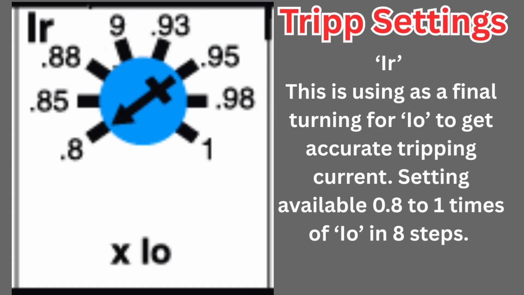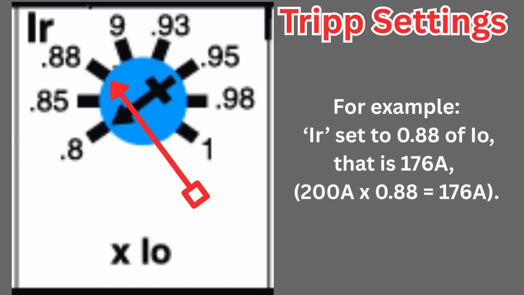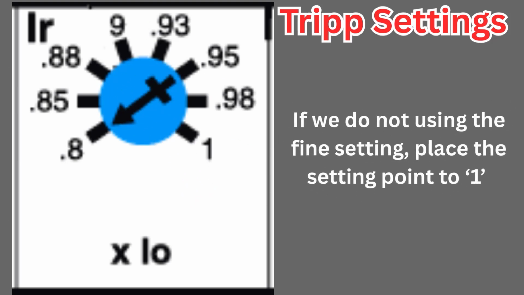IR. This is used as a fine tuning for IO to get an accurate tripping current. Setting available 0.8 to 1 times of IO in 8 steps. For example, IR set to 0.88 of IO, that is 176 amp, that is 200 times 0.88 equals 176 amp. If we are not using the fine setting, place the pointer to 1.